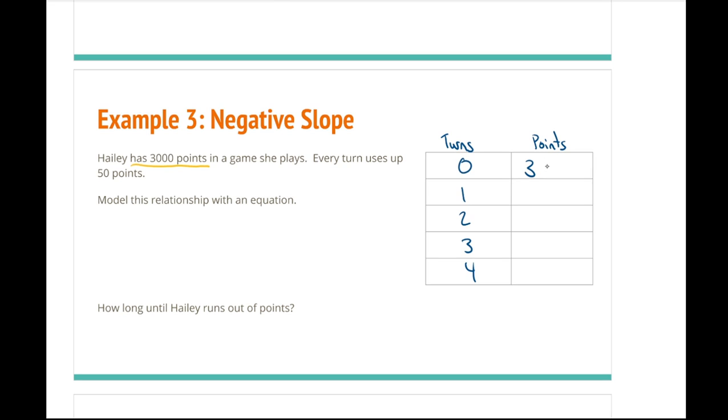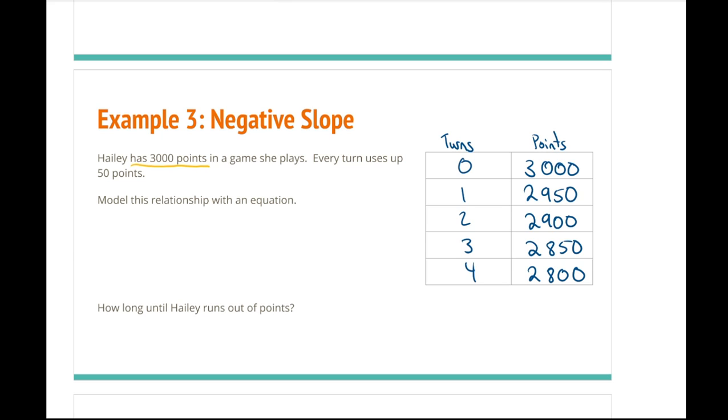So at 0 turns, she has 3,000 points. Every turn uses up 50 points. So that means after turn 1, 2,950. Turn 2, 2,900 points left. Turn 3, 2,850. And so on, 2,800.